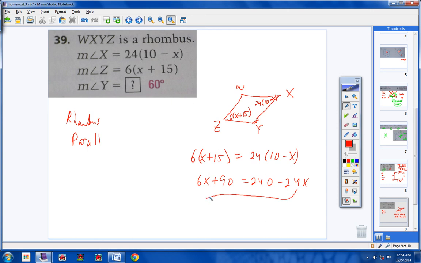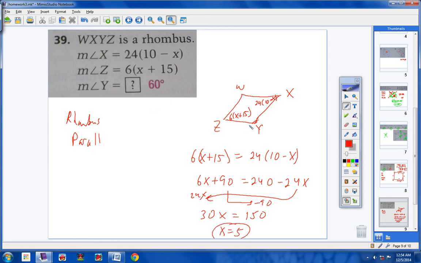Now bring your 24x over and make it a positive 24x. That leaves you with 30x. Bring your 90 over, make it a negative 90. That leaves you with positive 150. Divide both sides by 30 and we will get 5. So x equals 5 now.